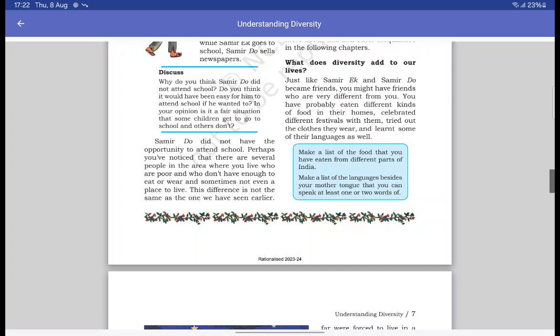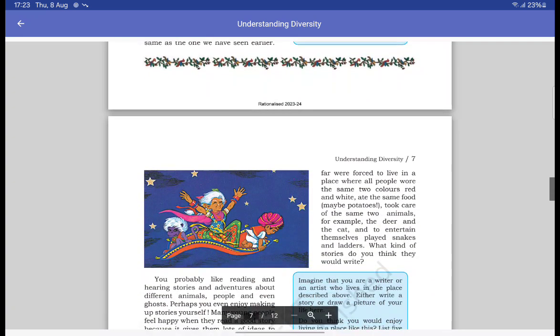What does diversity add to our lives? Just like Samir Ek and Samir Do became friends, you might have friends who are very different from you. You have probably eaten different kinds of food in their homes, celebrated different festivals with them, tried out the clothes they wear, and learned some of their languages as well. Okay, now this is pretty obvious, right?